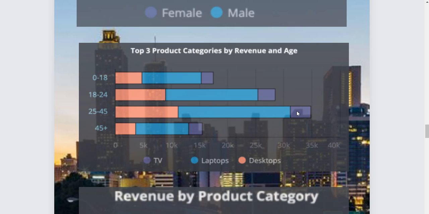Here you have that the company, the owners, the investors may make some decisions regarding this information. For example, probably to invest more in this age range because obviously they're giving more money to the company. In what product? Laptops. So laptops probably will be a good strategy to invest when publicity comes.